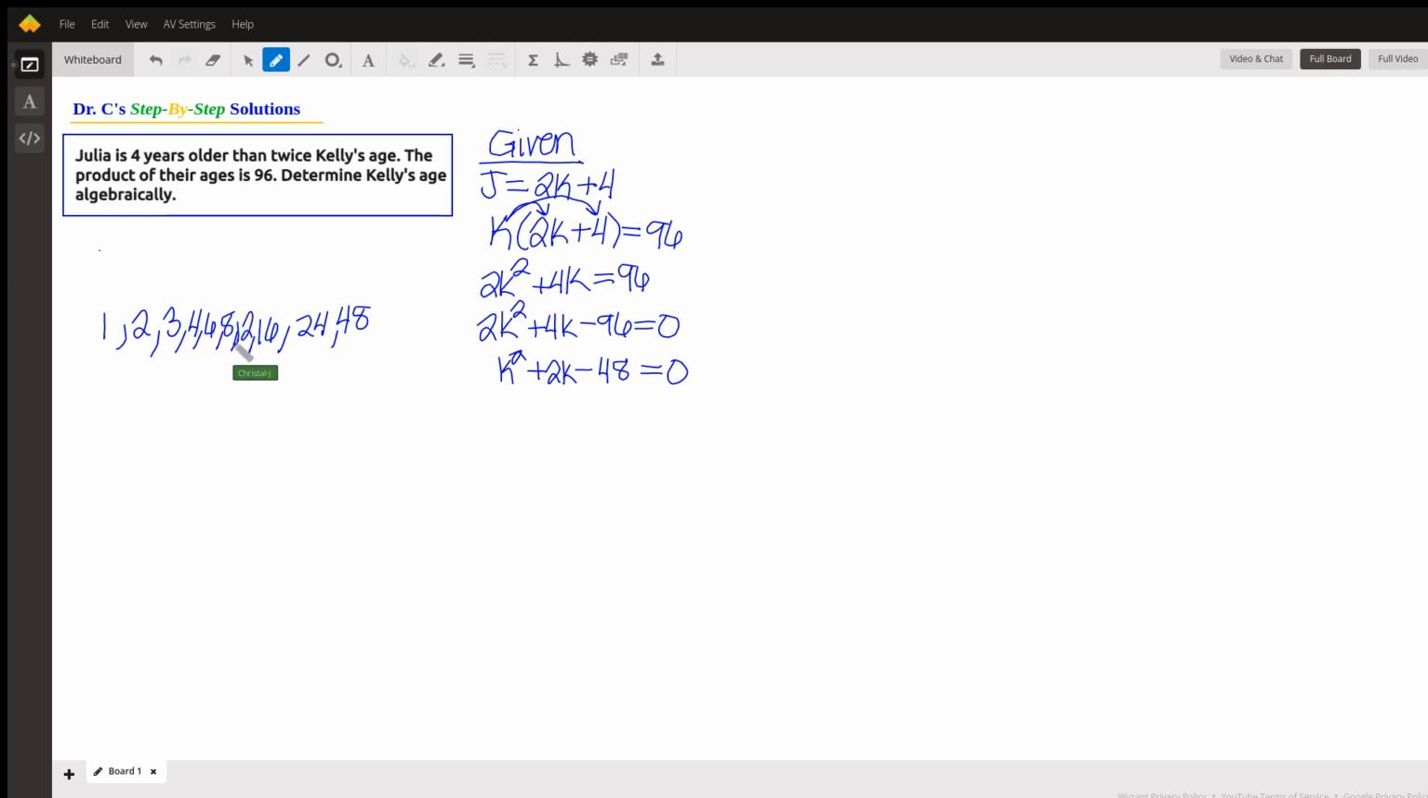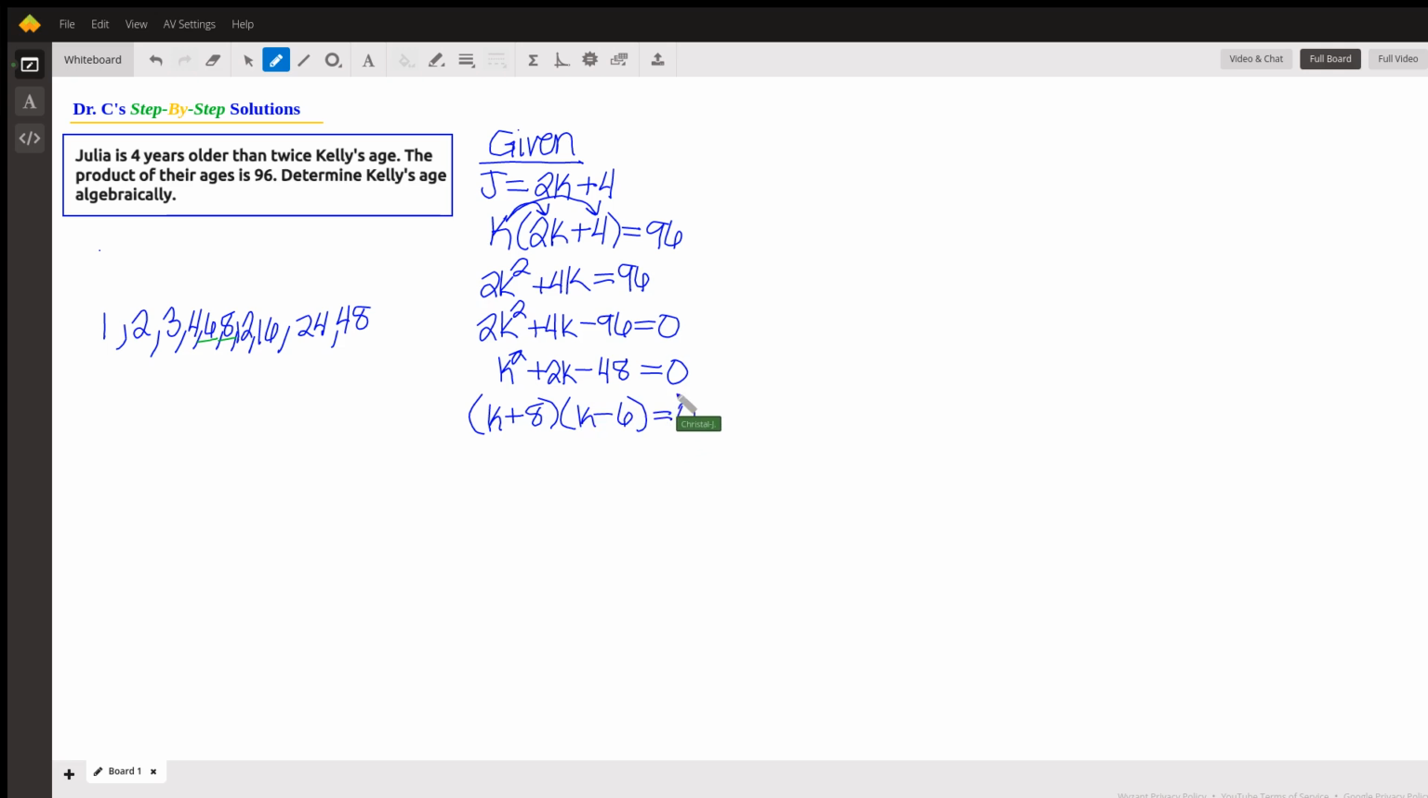Okay. So out of these two, which pair produces 2, if one were positive and one negative? The only one that would match would be the 6 and the 8. So if it's positive, that means the larger number is the positive one. So we have K plus 8 and K minus 6 equals 0.